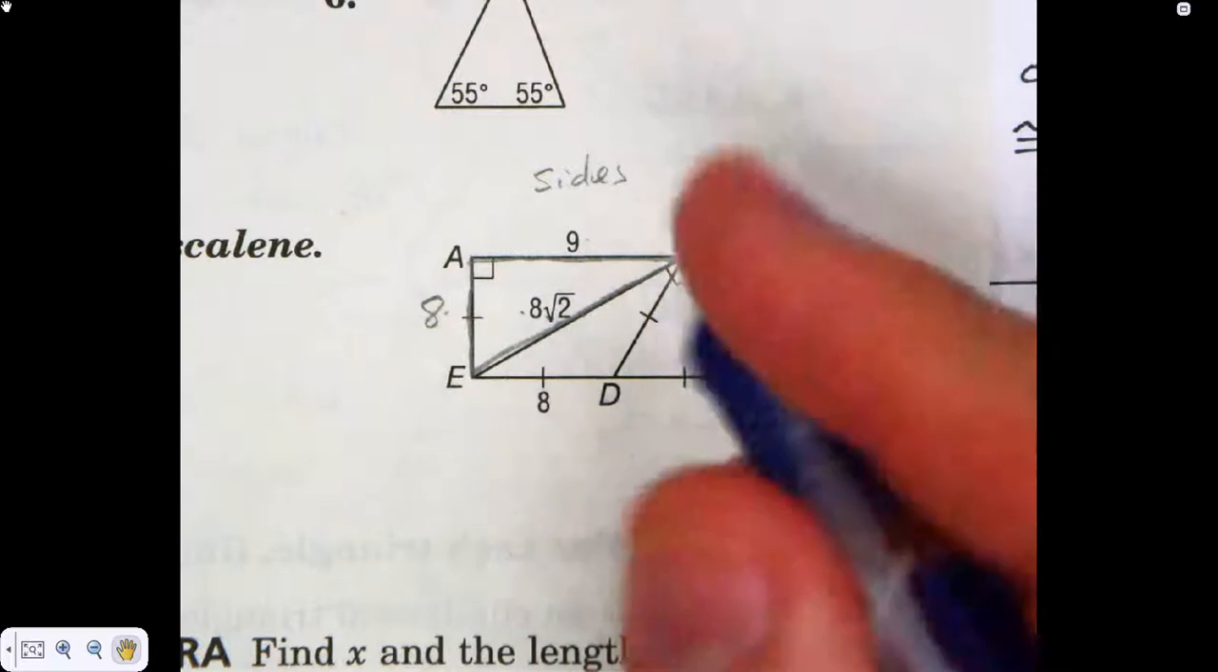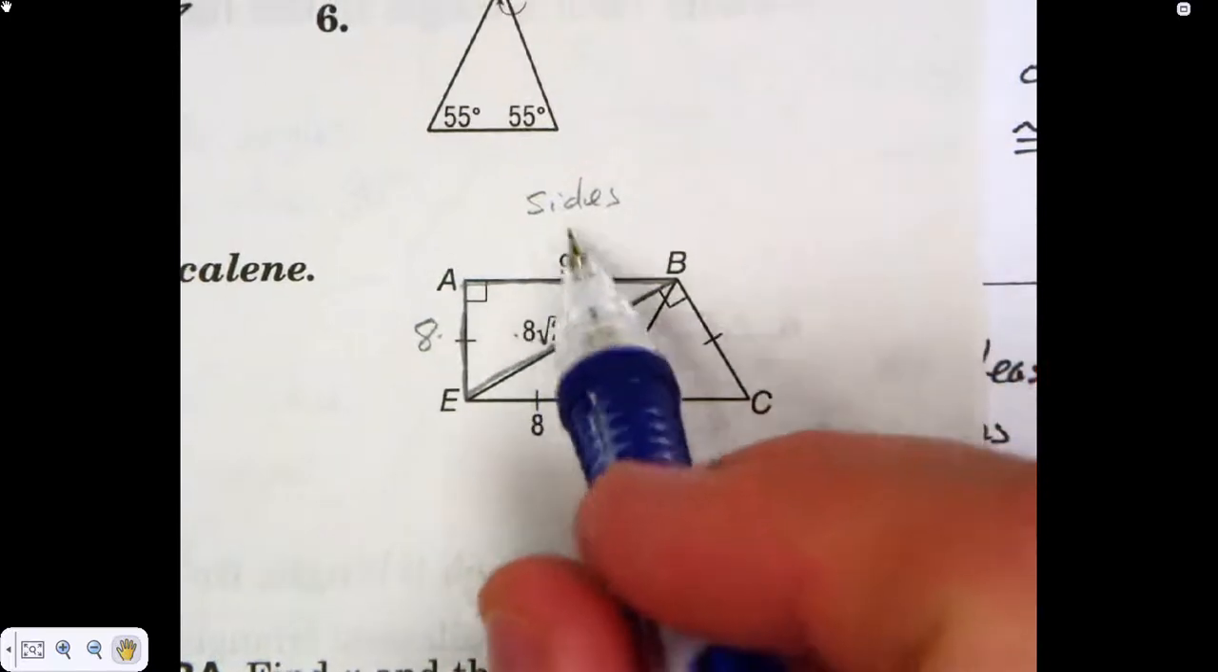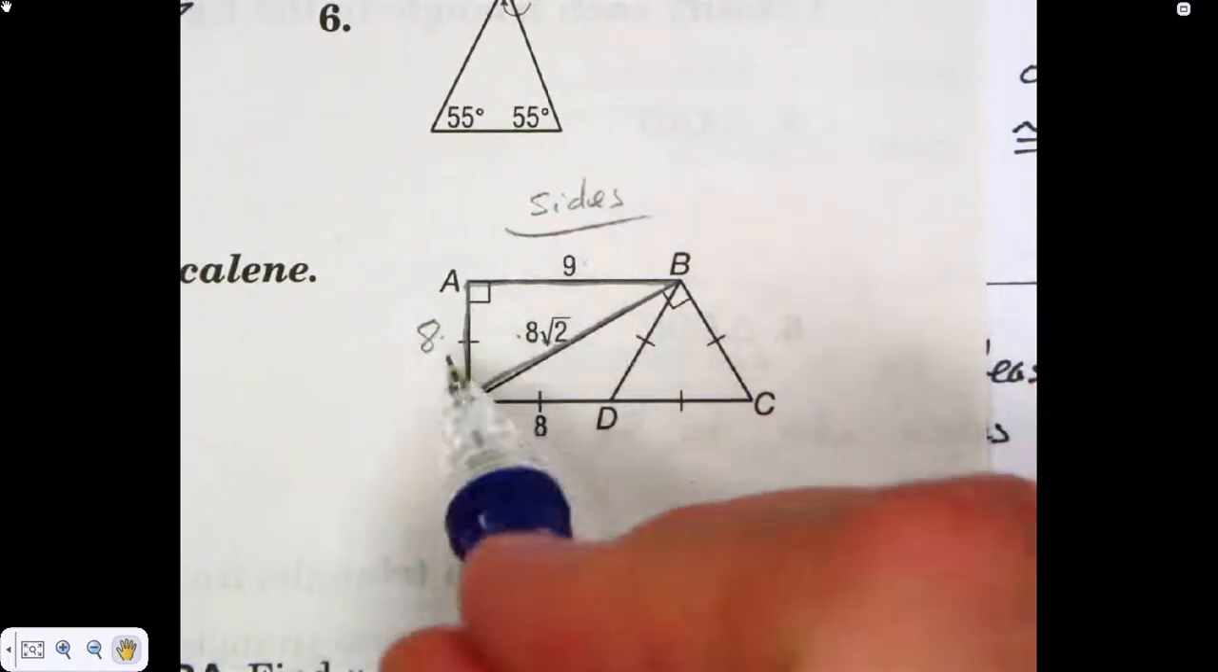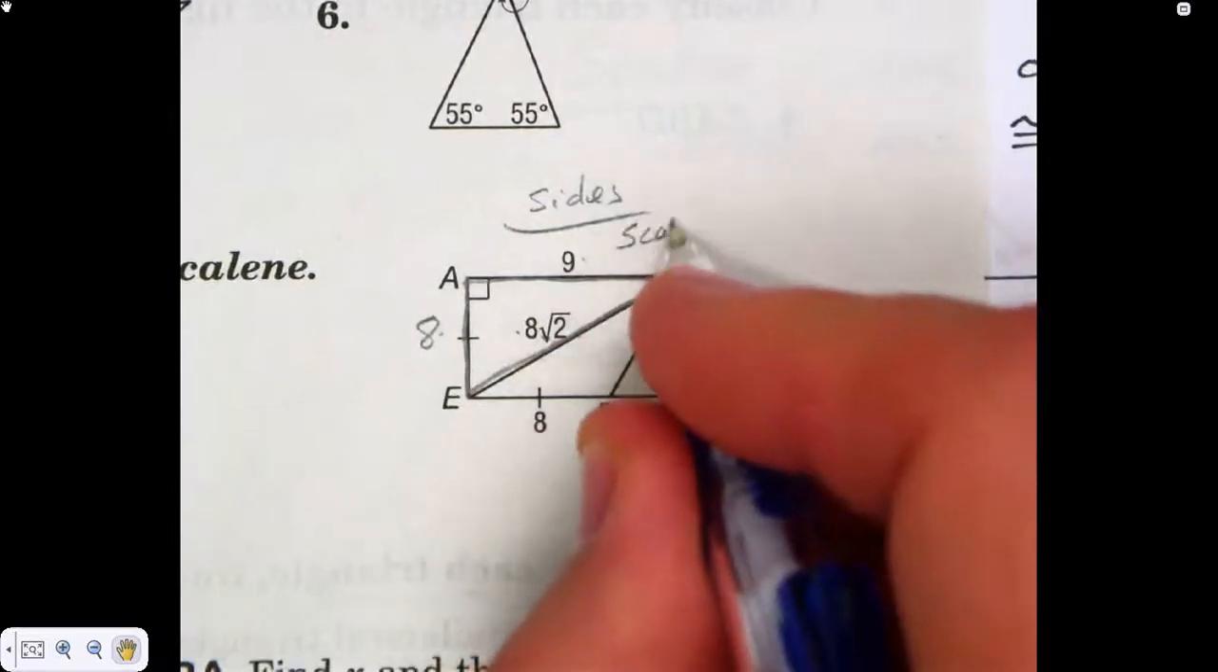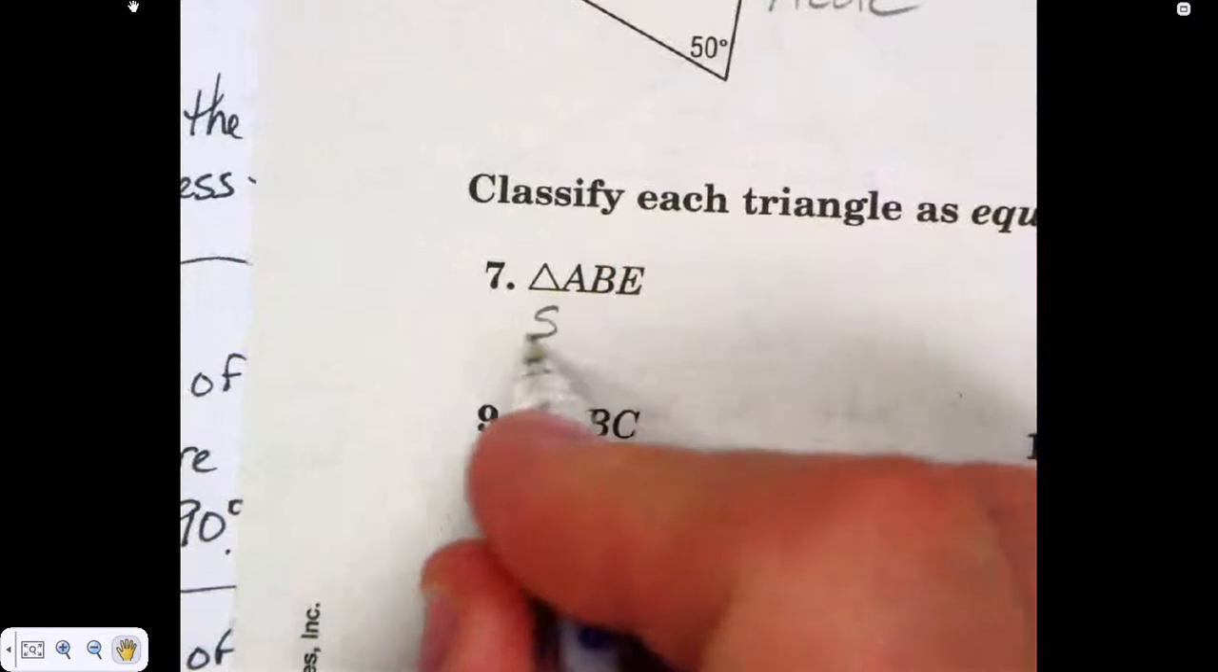So what type of triangle is this with regards to its sides? None of the sides are equal, so therefore it must be scalene. So on number 7, what are you going to write?